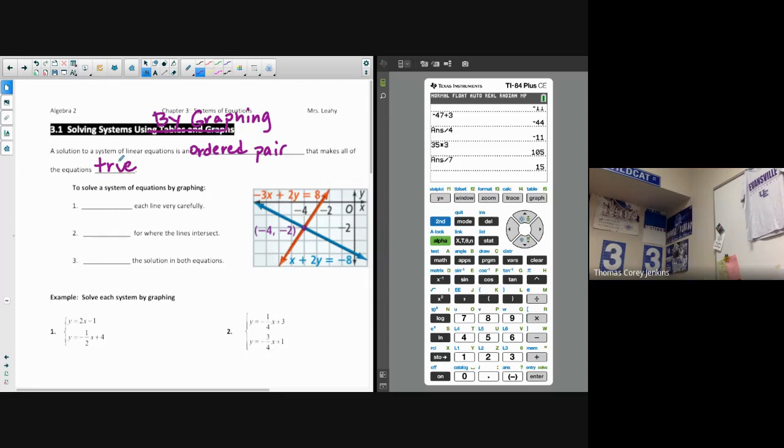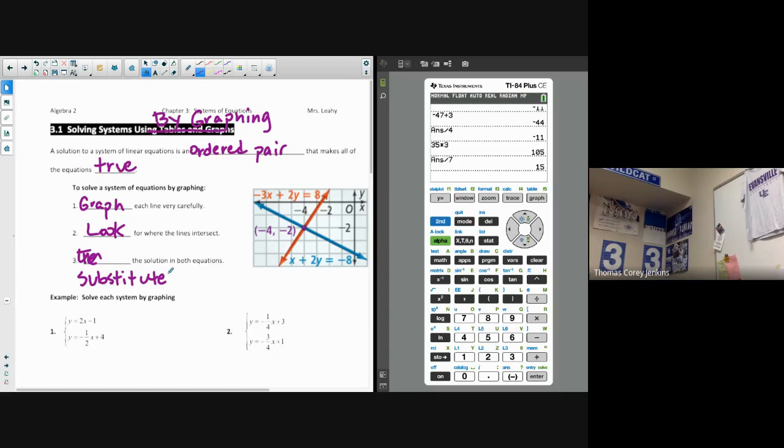So it says to solve a system, we'll graph each line very carefully and look for where the lines intersect. Graphically, if they have one solution, that would be the point of intersection, and then I would just say substitute. That's a better math word. So that's how you check your work. You plug them back in, right?